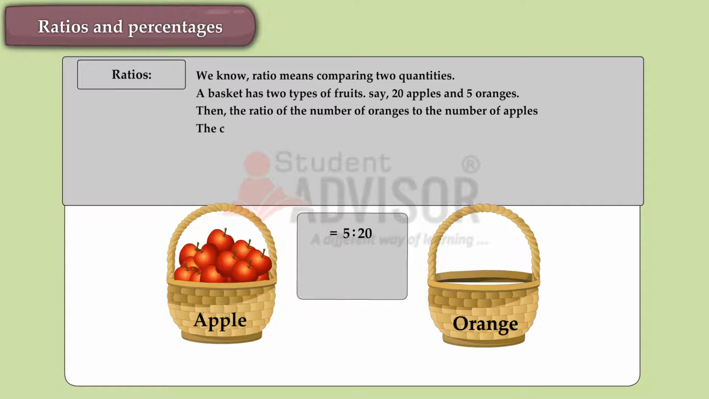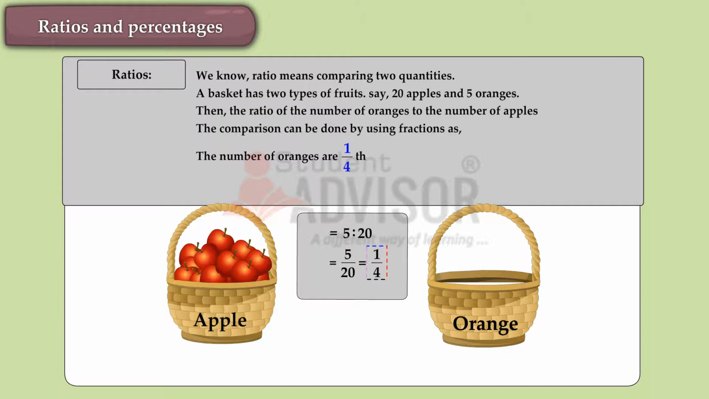The comparison can be done by using fractions, as 5/20 is equal to 1/4. The number of oranges is 1/4 the number of apples. In terms of ratio, this reads as 1:4.